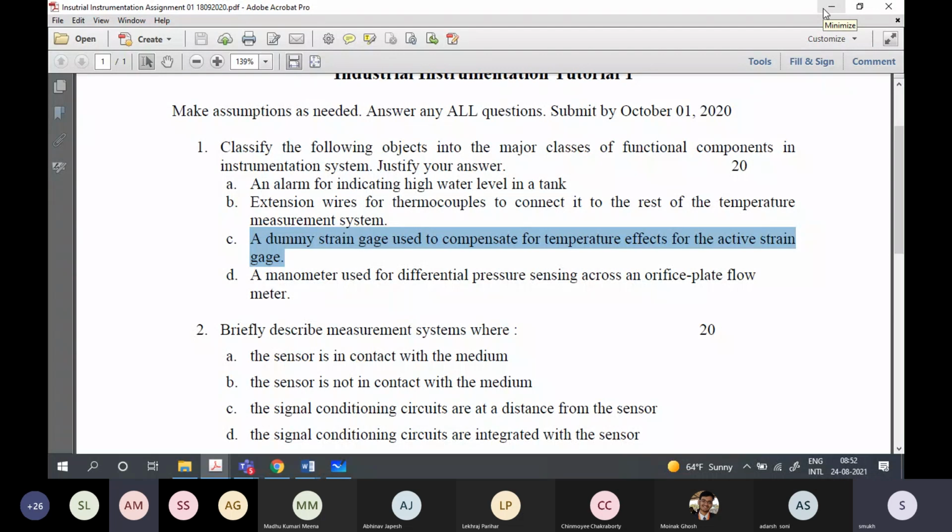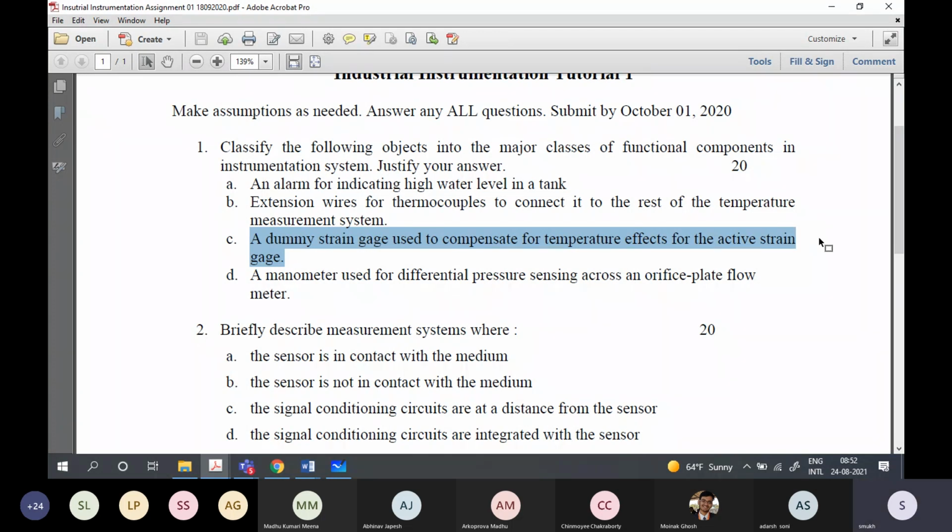It's part of the signal conditioning, because what is meant by a dummy strain gauge? It is a strain gauge which is placed close to the actual strain gauge because it has to sense the same temperature, but it is not fixed to the body. See, how do strain gauges sense the strain on a member? Because it is fixed to the body using some sort of adhesive, so that when the body stretches, that strain is transferred to the gauge.